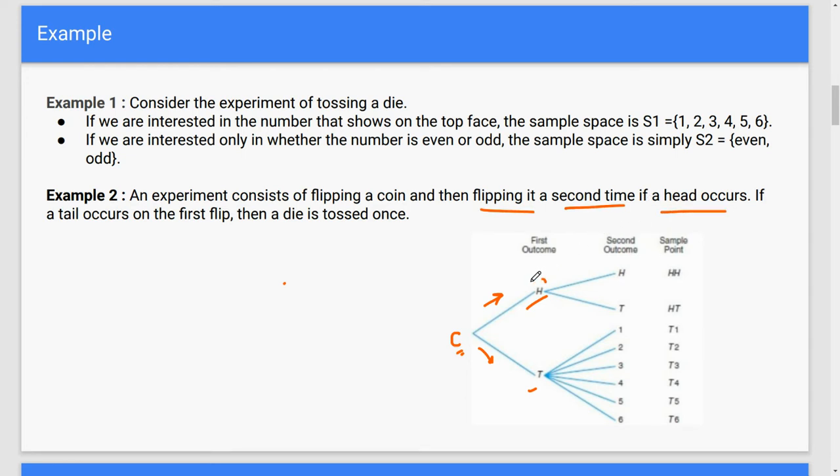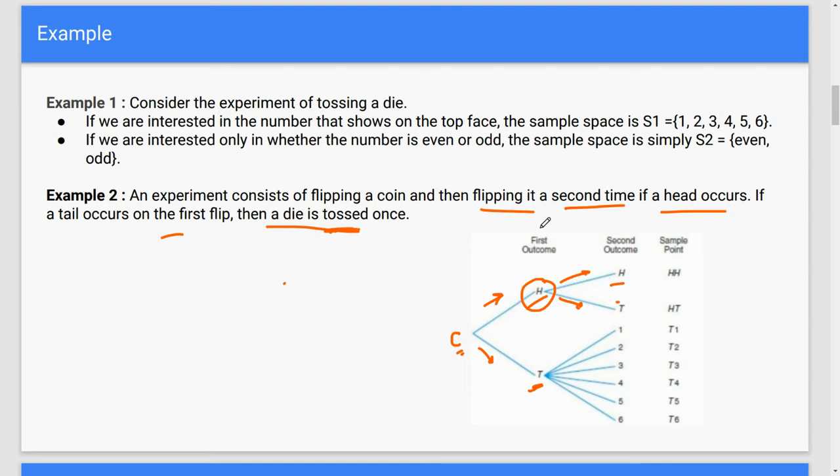So let's say it's a head, then you again flip a coin. Obviously the result can be either head or tail. But if it's a tail, you throw a dice, and throwing a dice can have six possible outcomes: 1, 2, 3, 4, 5, 6. So what is the sample space for this whole experiment?